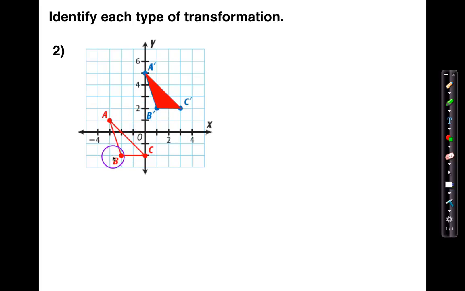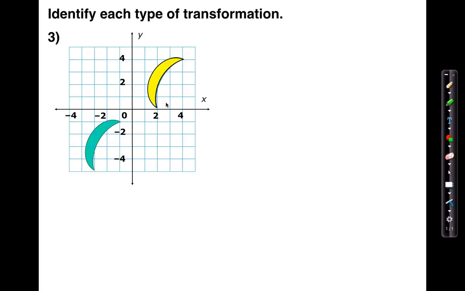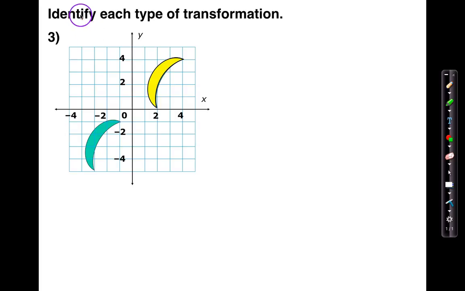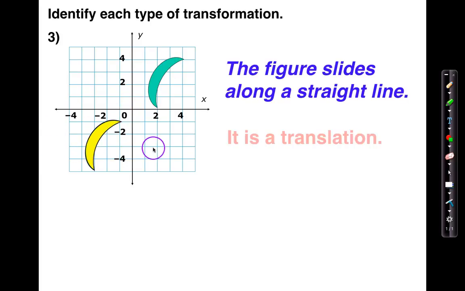So translation is basically a sliding of the figure. The figure doesn't change its orientation, it doesn't change its size, it's just being slid. So here the figure slides across a straight line, so therefore it is a translation. Now here it says identify each type of transformation. Again, what's happening? Well, this is essentially being slid over, so I'm going to go ahead and call this a translation since the figure was sliding across a straight line.